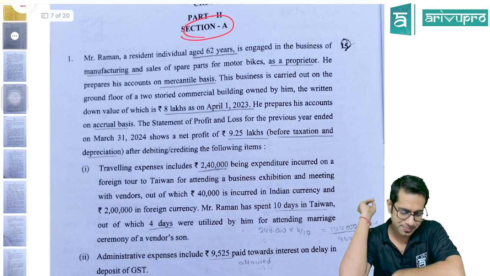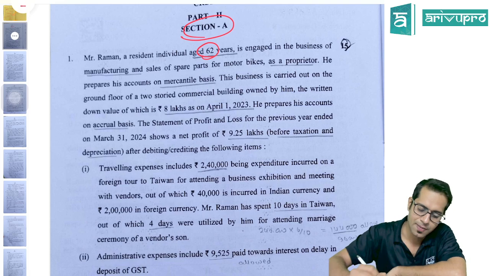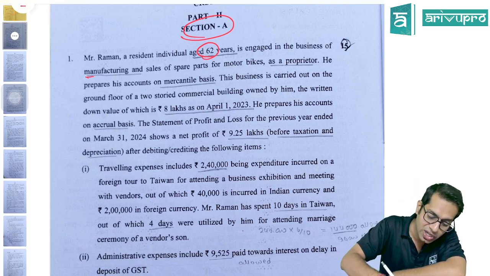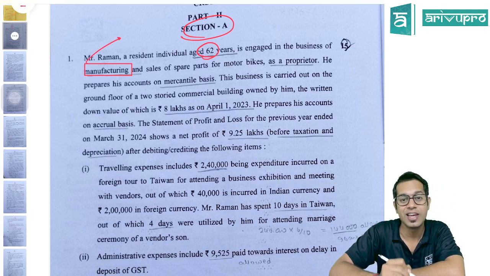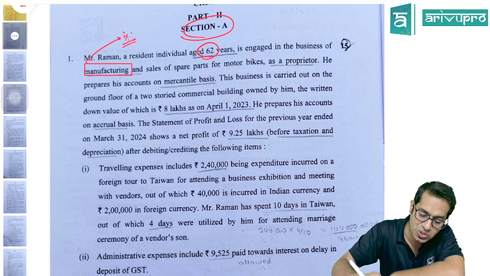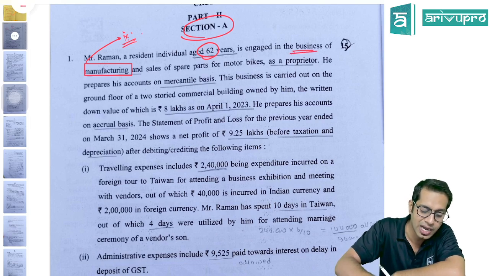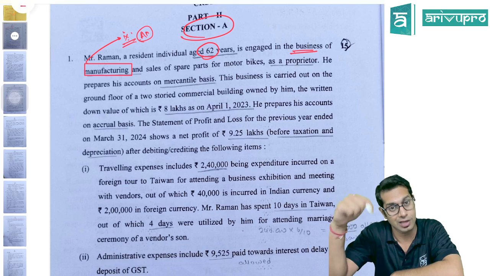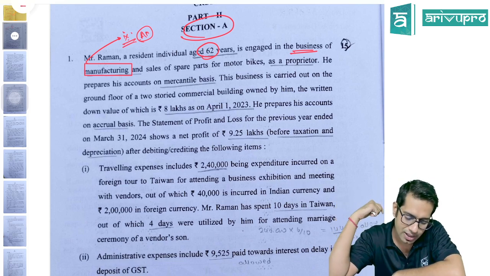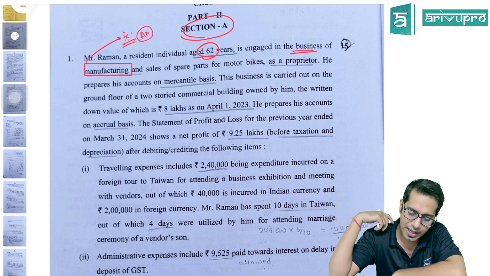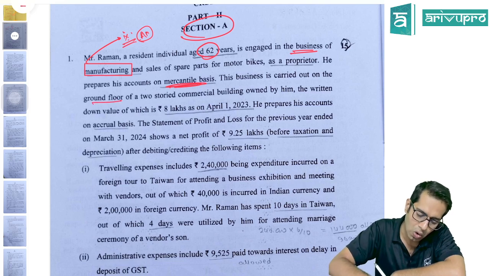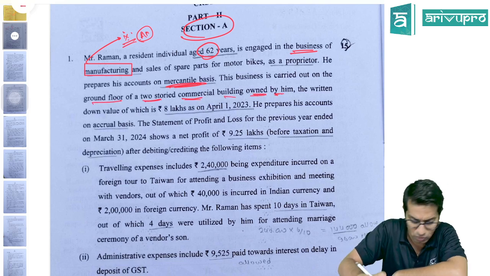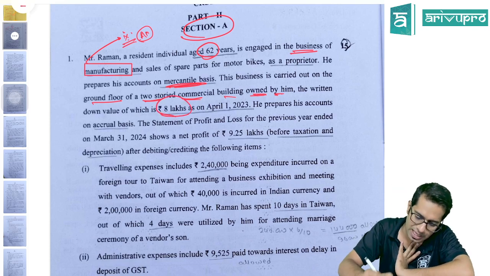Mr. Raman, a resident aged 62 years, is engaged in the business of manufacturing. Oh, please note. If you remember in classroom, what do I say? Whenever a person is in the business of manufacturing, the additional depreciation concept will come if you opt for the regular scheme. And manufacturing and sales of motorbike spares as a proprietor, he prepares his accounts under mercantile basis. The business is carried out on the ground floor of a 2-storied commercial building owned by him. The written down value of this building is 8 lakh rupees as on 1st April 23.